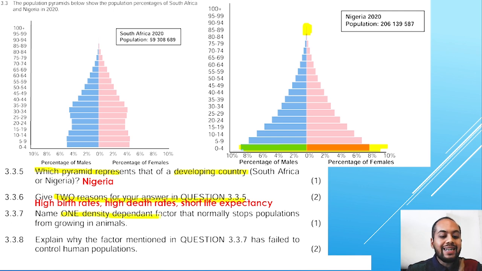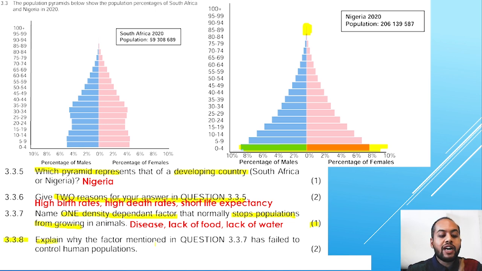3.3.7, name one density-dependent factor that normally stops populations from growing in animals. Any density-dependent factor, you could say the outbreak of a disease, the lack of food, the lack of shelter, the lack of water, etc. Any of those you could have listed as one density-dependent factor.